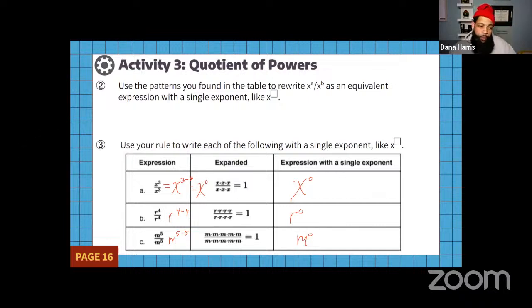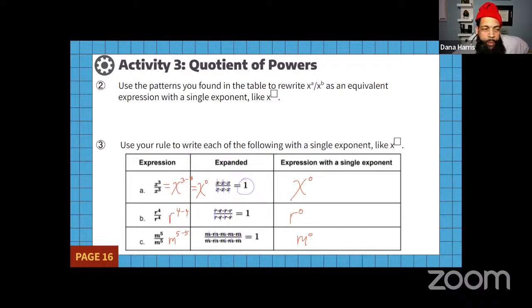Well, this middle part shows us exactly why any number to the power of 0 equals 1. In the first one, we wrote out x, x, and x, and in the denominator as well. Remember, any number divided by itself equals 1. So x divided by x, x divided by x, x divided by x equals 1. Same thing here, that's 1. So x to the 0 power, or any number to the 0 power, equals 1.